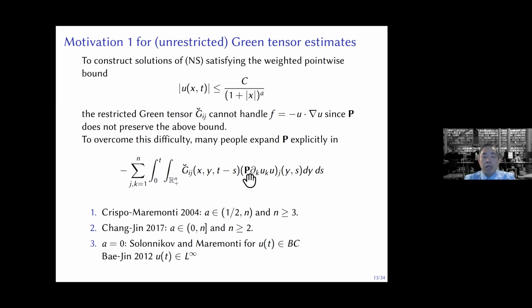So this can be considered to be a bilinear estimate. But I think it's maybe more complicated than a bilinear estimate because each term may have different estimates. So you can see a few partial results. Kato, Marino-Monti, they consider the case for dimension 3 and higher, a between 1/2 and n. And Chae and Jin, they improved. a is anything between 0 and n, including n, and n can be 2. And then when there's no decay, a equal to 0, Solonnikov and Marino-Monti did this for data which is continuous and solution is continuous in time. And then Bae and Jin did the case in L infinity.